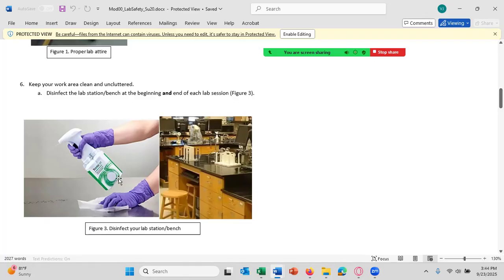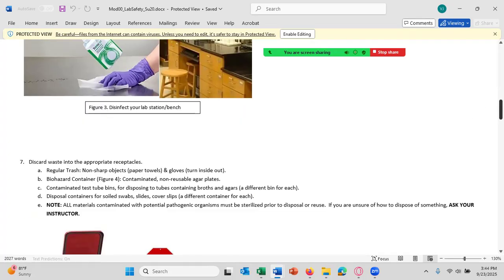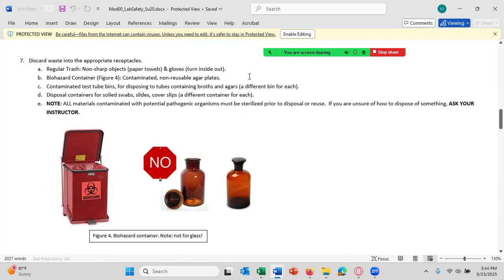So clean up beforehand to make sure there are no microorganisms around, and then clean up at the end to remove any microorganisms that you may have put on your surface. You discard your waste material in the appropriate receptacles. Regular trash includes non-sharp objects, no glass: paper, gloves, those go in the regular trash can.